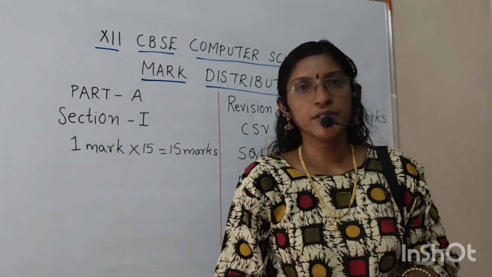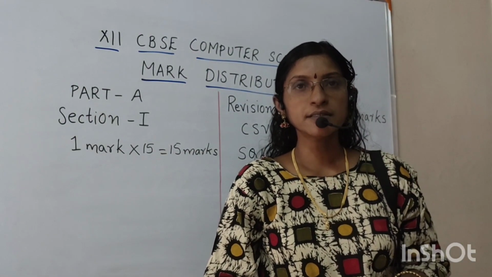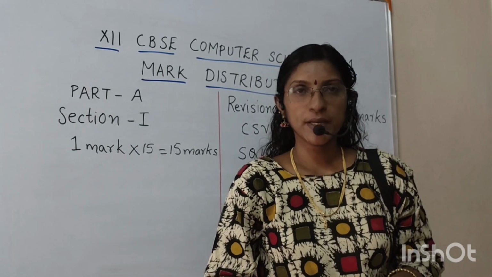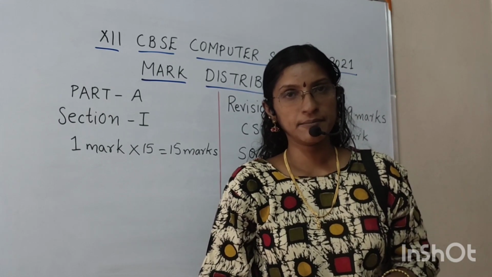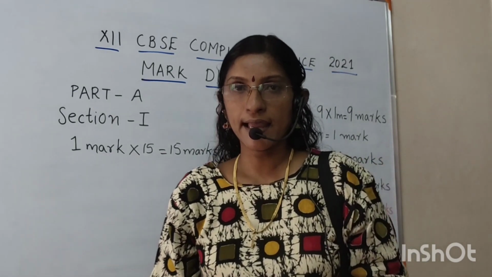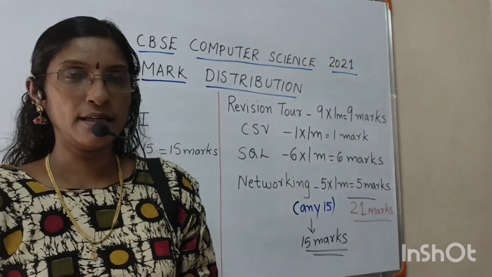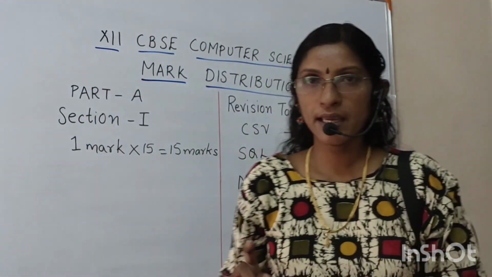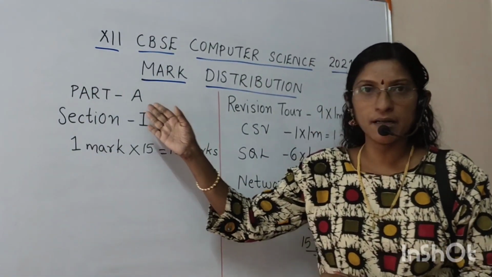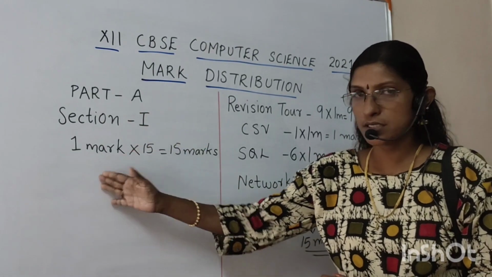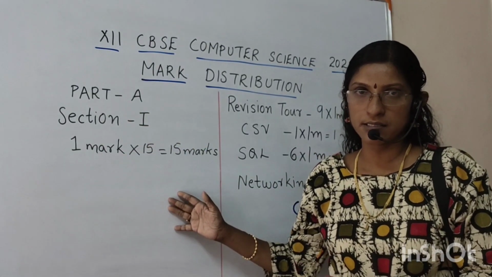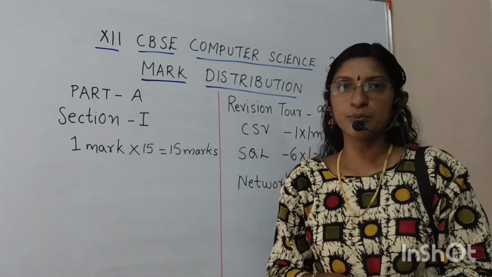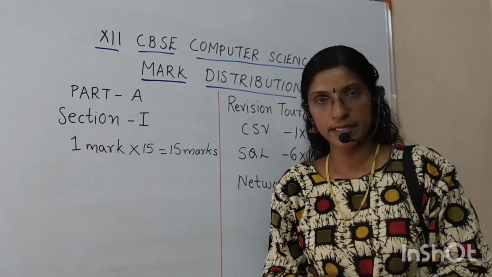In this video, we are going to discuss the mark distribution in the upcoming CBSE 12th Computer Science examination. So please have a look here regarding the questions. In the question paper, we will have the first question, that is Part A, Section 1, which consists of 15 marks. That is, 1 mark questions. We have to answer 15 one-mark questions compulsorily.